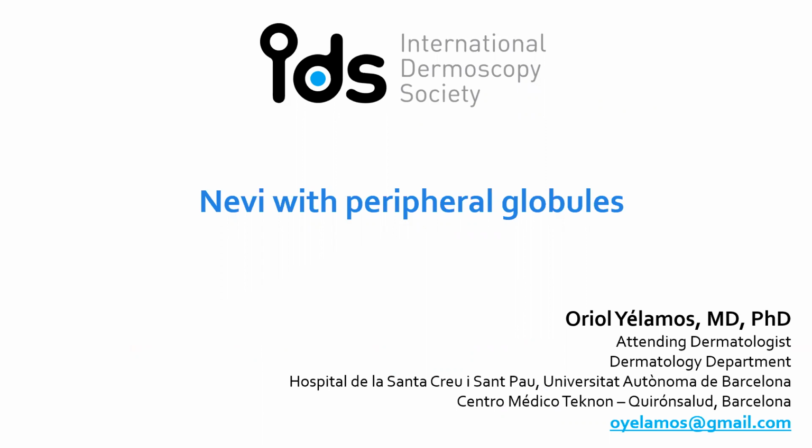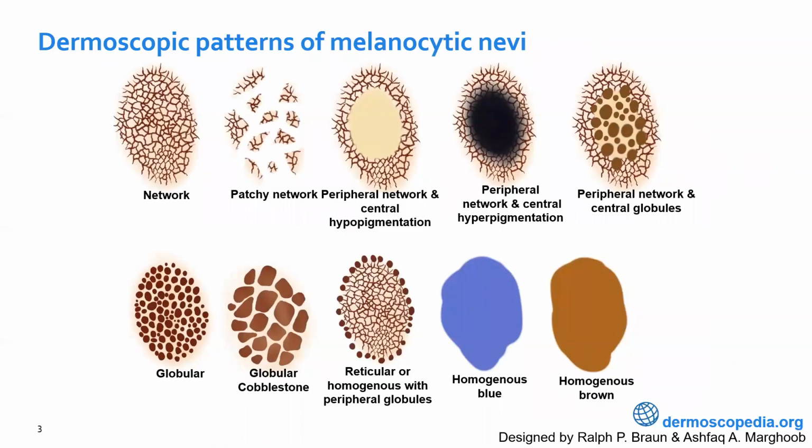Today, I'm going to talk about nevi with peripheral globules. As you all know, there are multiple dermoscopic patterns of melanocytic nevi, and one of these patterns includes the pattern of a reticular or homogeneous lesion with peripheral globules.